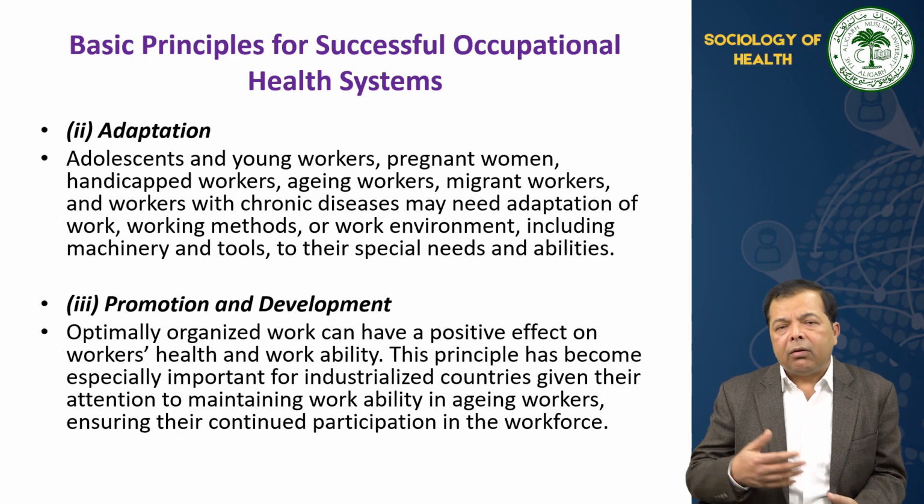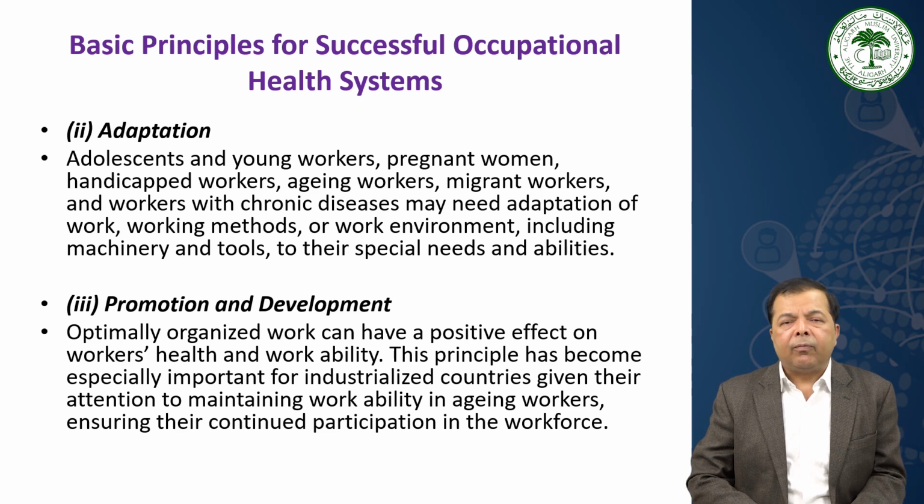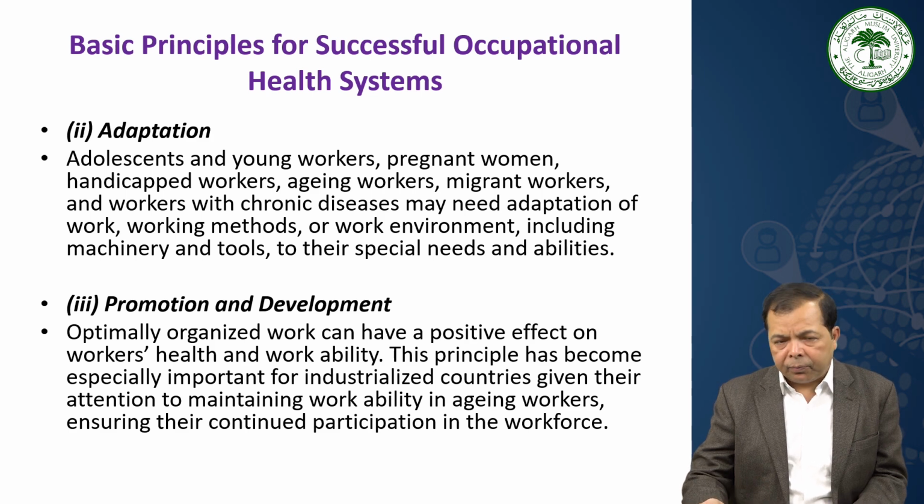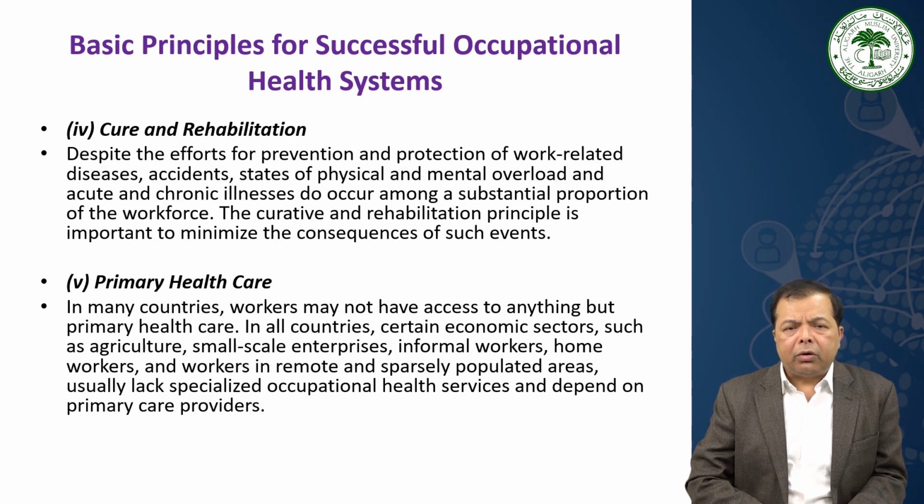So, when the population is aging and still continuing to work, they have certain other types of requirements also, and those requirements should be taken care of. And we all understand that with age and gender we have specific requirements, so those requirements need to be understood in the work environment. Then cure and rehabilitation. So yes, if there is any problem, then there should be an appropriate mechanism of cure, and after that a rehabilitation is also required.